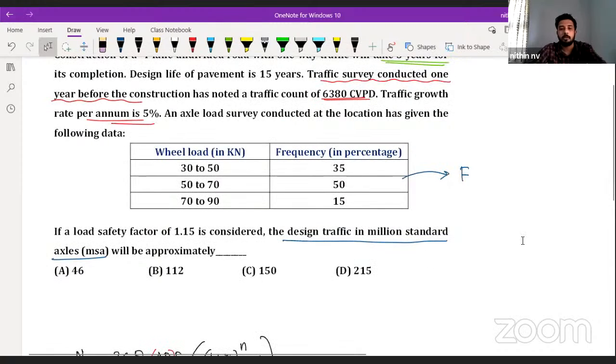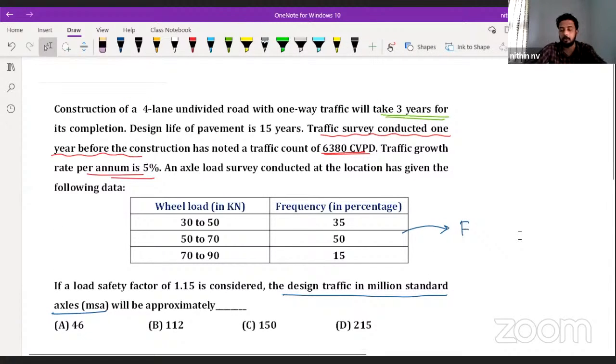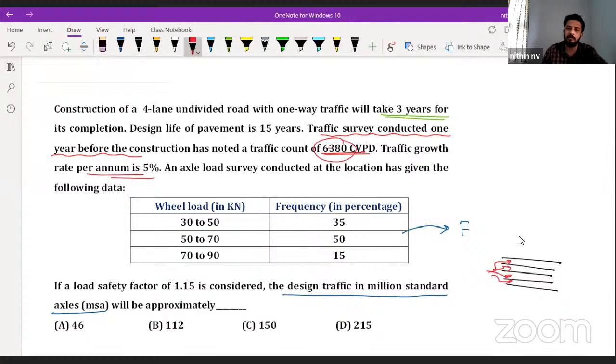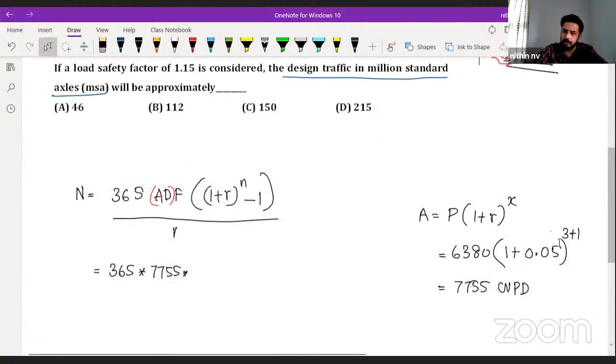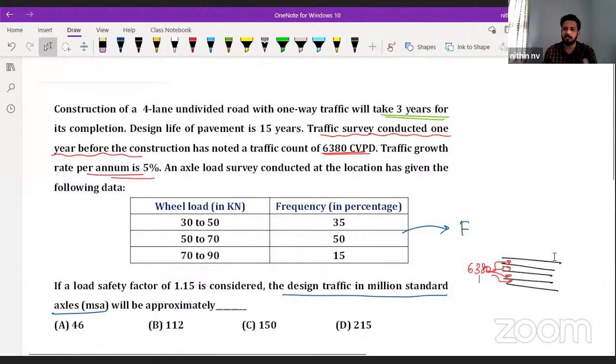Given that it is a 4-lane undivided road. What do you mean by a 4-lane undivided road? 1, 2, 3, 4. And in one-way direction, which means all the vehicles are going in one direction. That's what they were giving as 6380. This is why I told you either we can consider 6380 here or whatever we calculated, 7755. That also we can consider. That's why I told you to consider A into D together. Finally, you check your answer. Don't compare the solution of any institute with your solution.